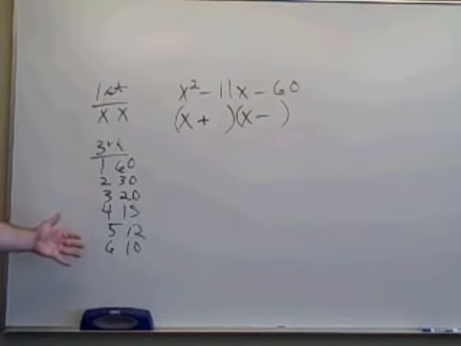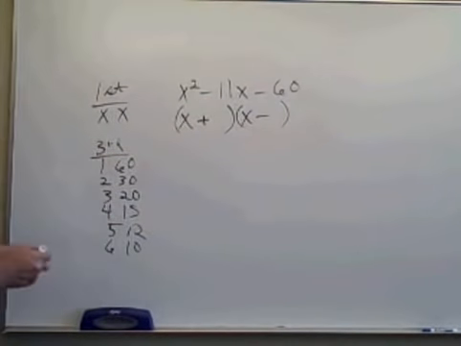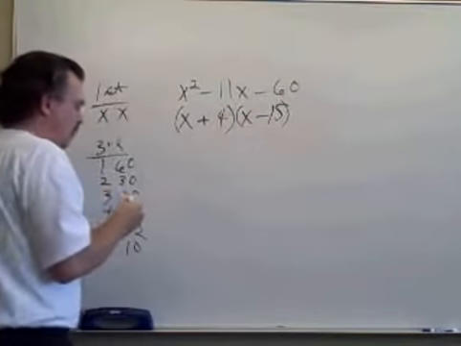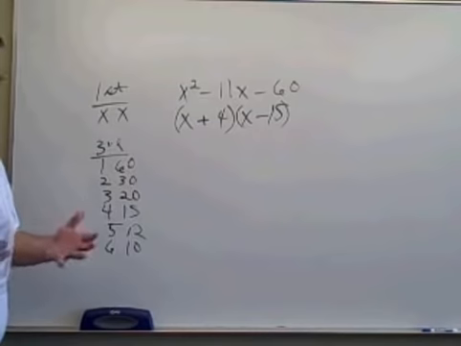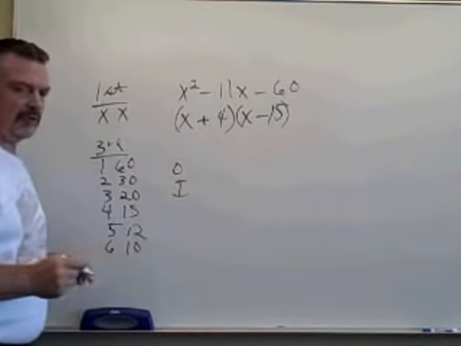As I scan down through those, I see that if I was going to be taking the difference between those two numbers, I could make 11, couldn't I? And I want minus 11. So let's see what happens if we put the 15 with the minus and the 4 with the plus. See if that will give us minus 11x under the O and the I of FOIL.